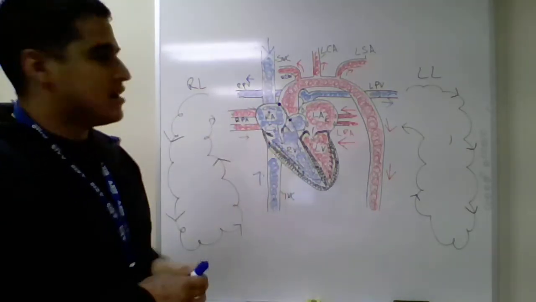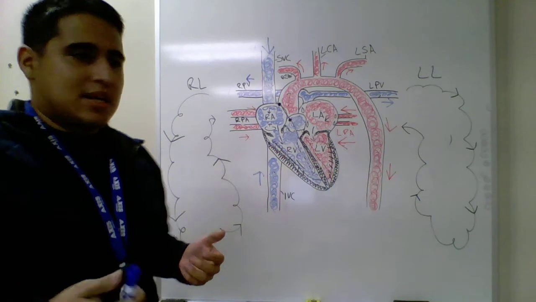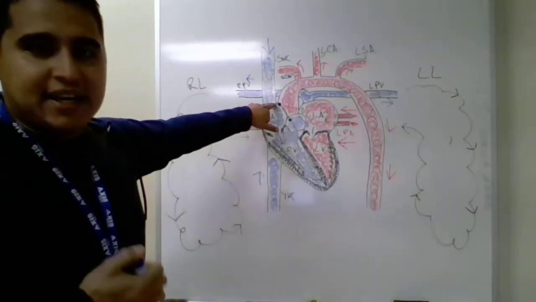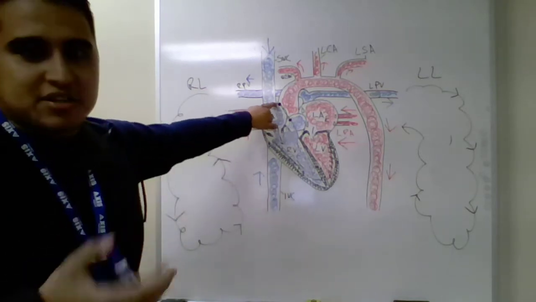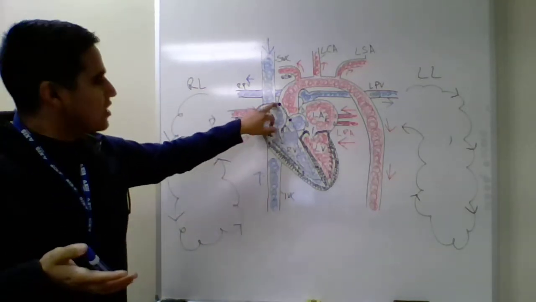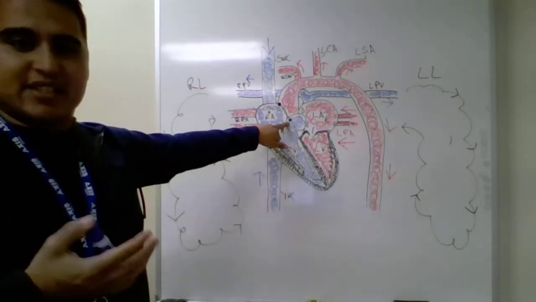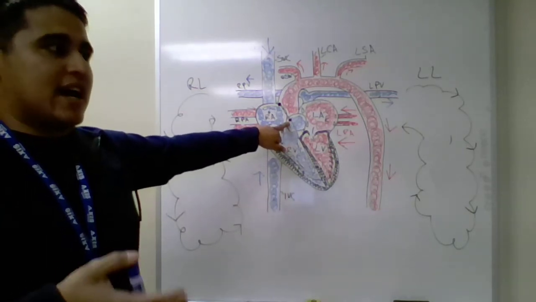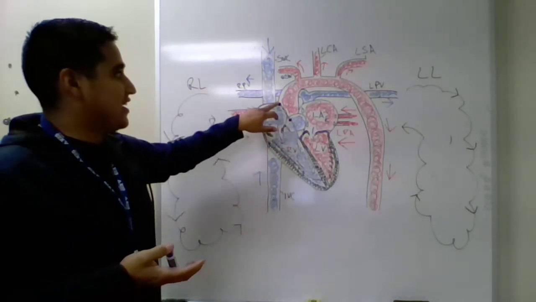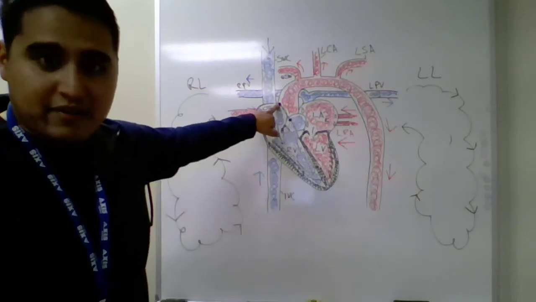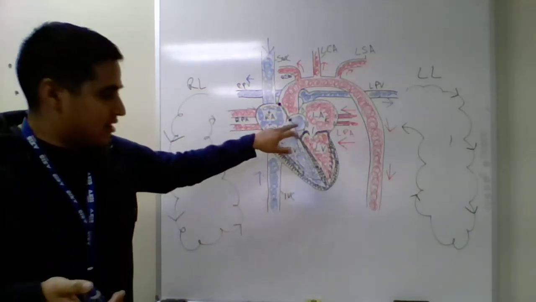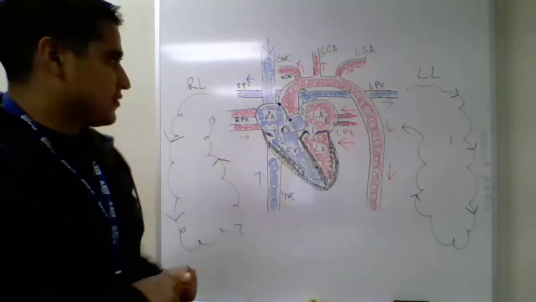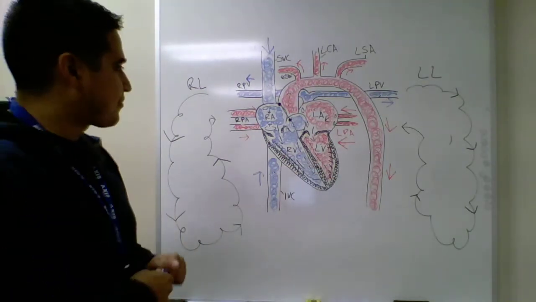The electrical impulse starts here at the SA node, and it's actually the main pacemaker of the heart. It discharges at 60 to 100 a minute. The AV node also discharges, but it's not the main pacemaker. It can actually be used as backup. If the SA node decides to slow down for whatever reason, the AV node can take over. If that decides to slow down, the Purkinje fibers can also take over. So it's just backup upon backup.